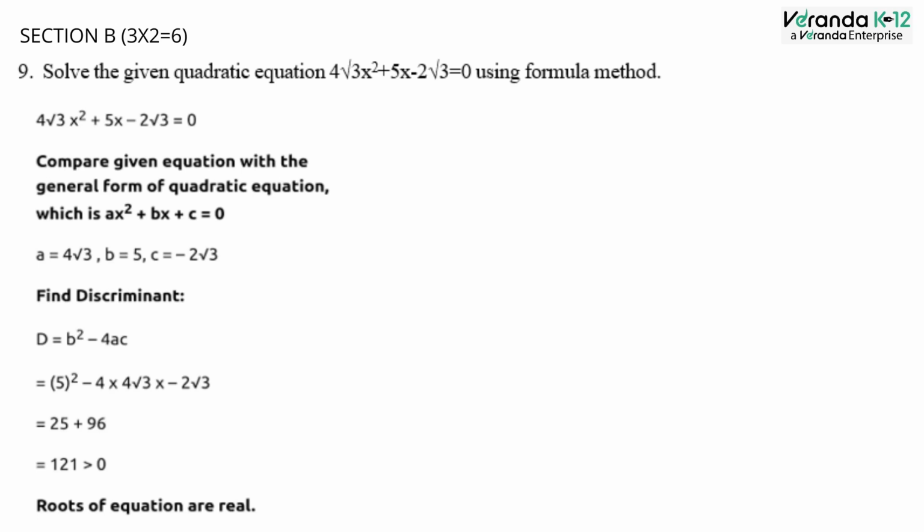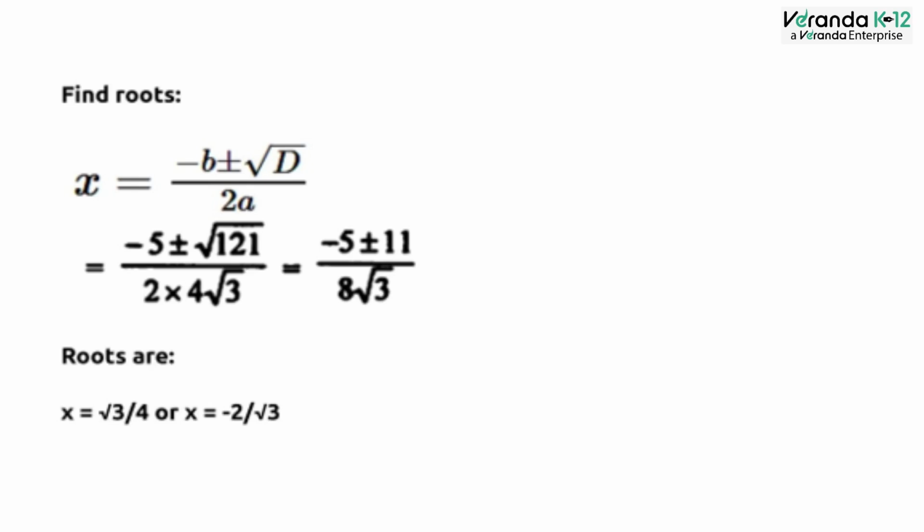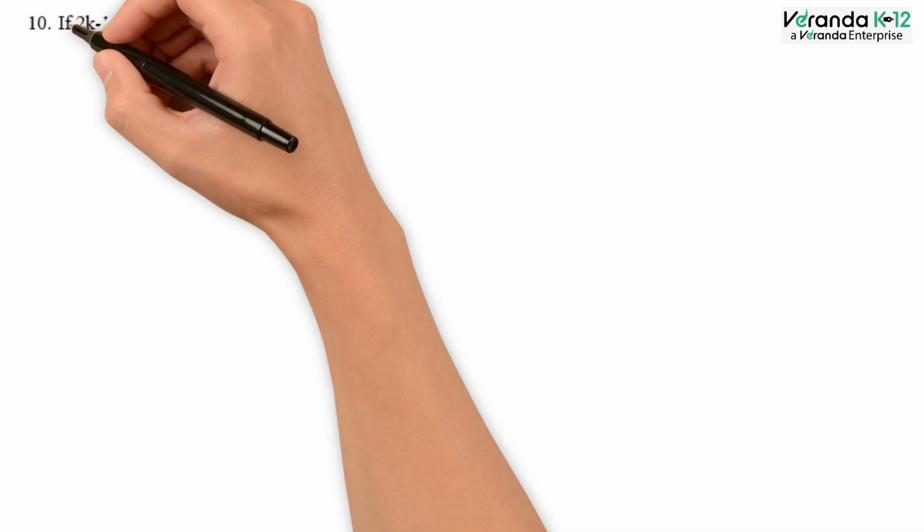Solution: 4√3 x² + 5x − 2√3 = 0 is the given equation. a = 4√3, b = 5, c = −2√3. The quadratic formula is x = (−b ± √(b² − 4ac)) / 2a. Substituting the values of a, b and c, we get, on simplification, √3/4 and −2/√3.